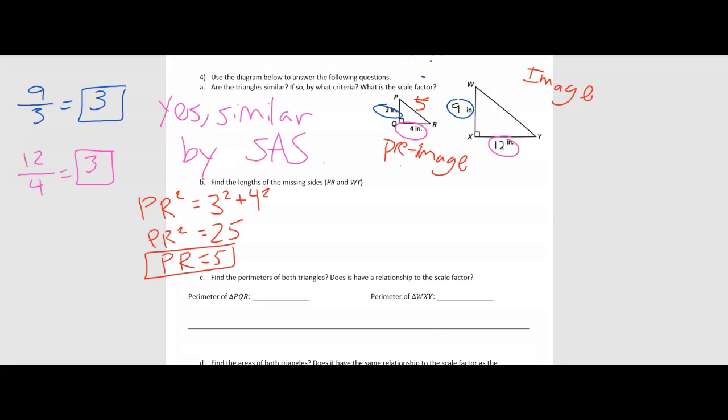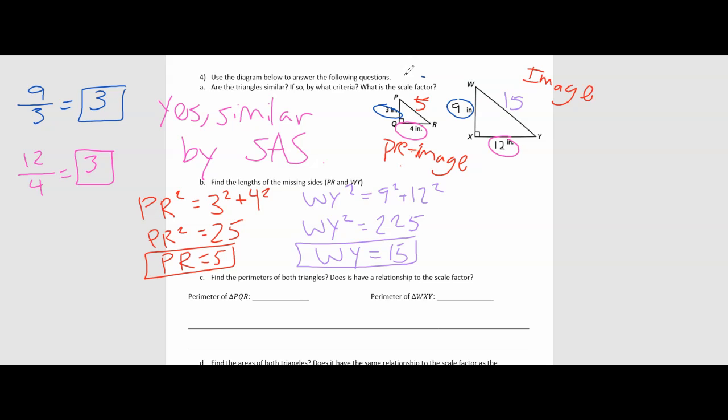For WY, WY squared is equal to 9 squared plus 12 squared, which means WY squared is equal to 225, which means that WY is equal to 15. And that makes sense, right? If PR is equal to 5, well, that scale factor we already know is 3. So we actually didn't have to go through the Pythagorean theorem again if we just use properties of similar triangles. But either way is okay.